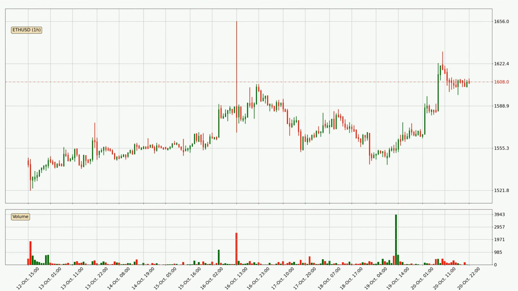Looking at the Ethereum hourly time frame, the price went up by around 2.6% in the last 24 hours, with a current price of 20.Oct. And the volume wasn't especially high, so this move wasn't very strong.